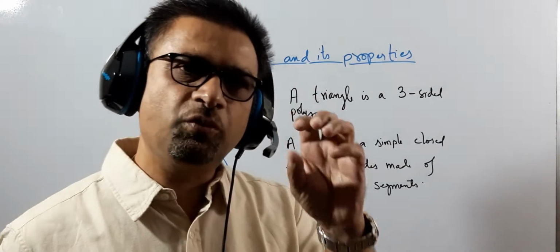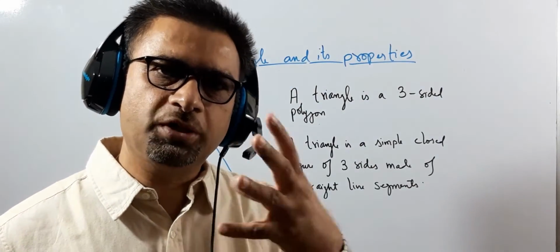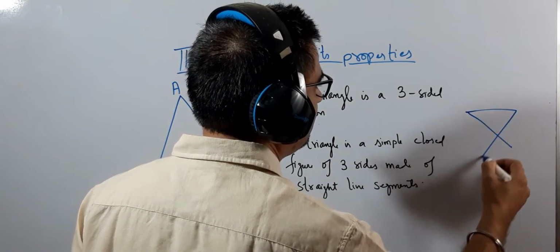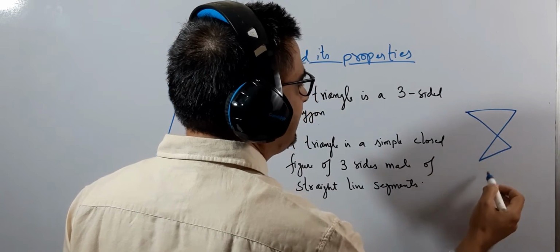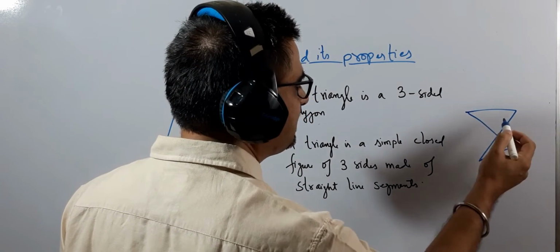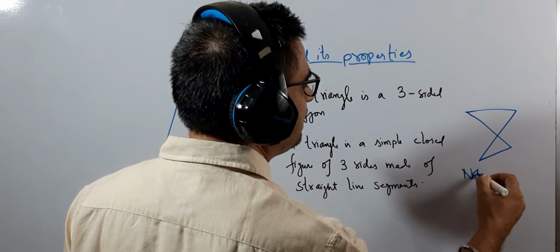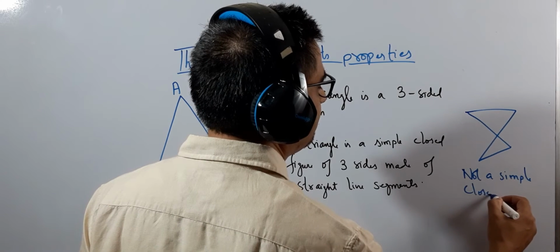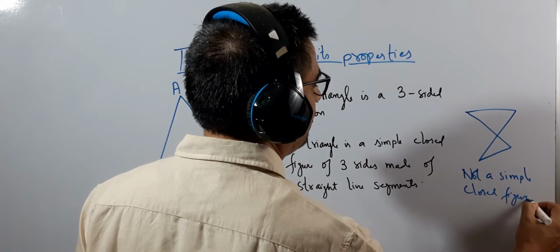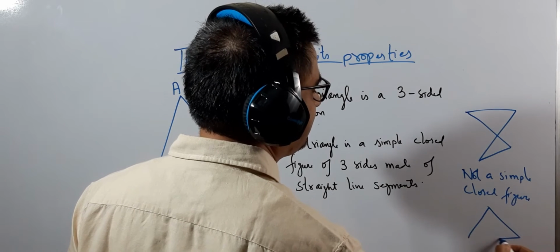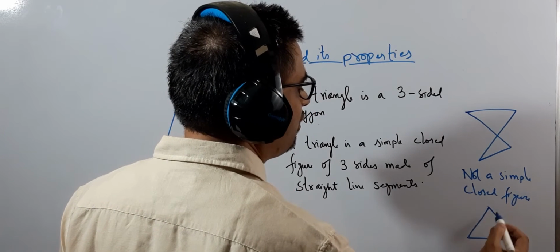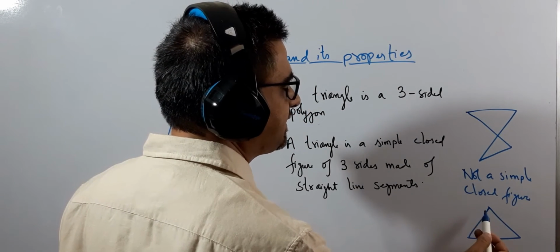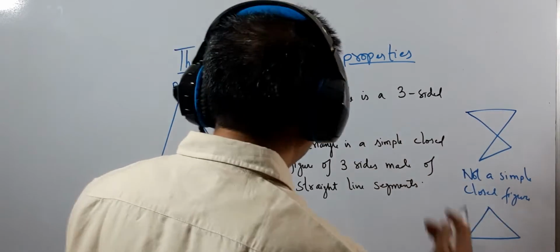So a very quick recap of what a simple closed figure is and what is not. In this case, you see that there is some polygon where these lines have intersected, they have crossed each other. So this is not a simple closed figure. On the other hand, if you have something like this, where the lines have not crossed each other, unlike this, then this is a simple closed figure. And because this has three sides, this becomes a triangle. So let us look at this.